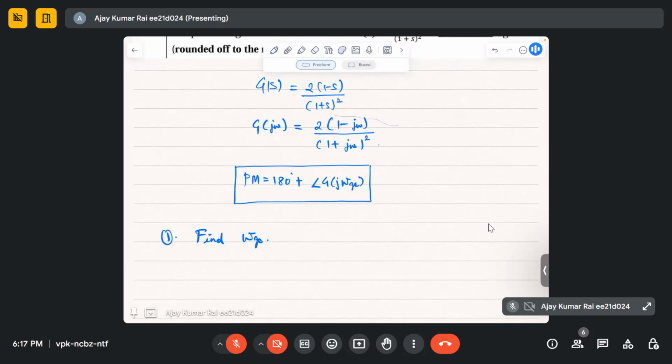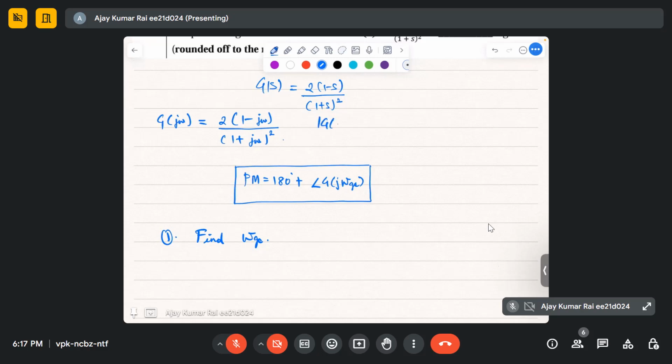So before finding omega GC, let me write out the magnitude and the phase. So magnitude is equal to, this is the magnitude, right? You can cancel it, but I'm not canceling it. And the phase is equal to, so let me make space.